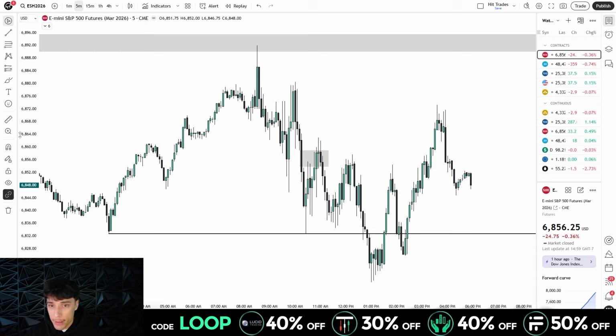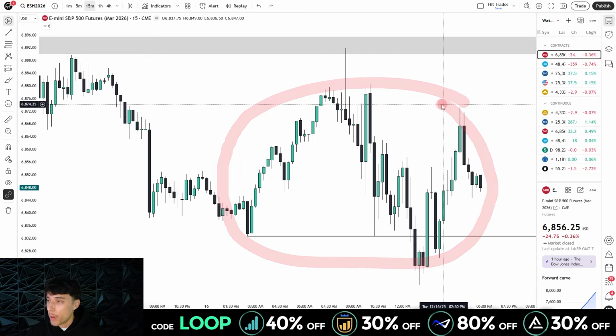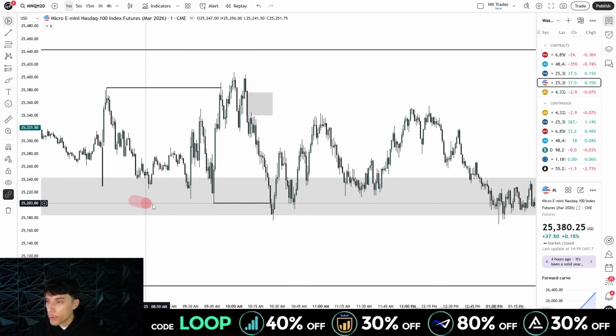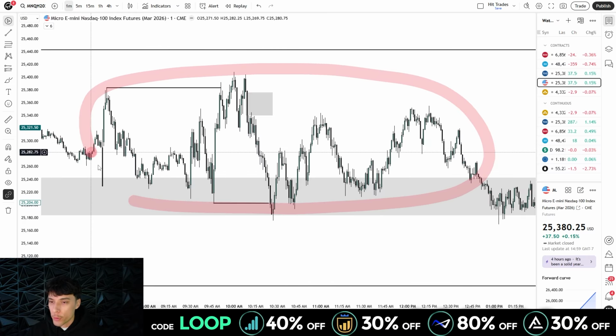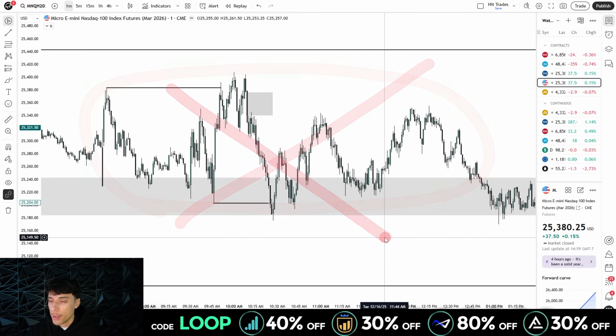I took a look at ES. ES was similar in that the delivery was just not that great. I didn't see any of my models, any of my setups form. Go to YM, same exact thing. Because I'm able to identify that the conditions were just not good for me, I was able to save myself from taking any unnecessary losses.